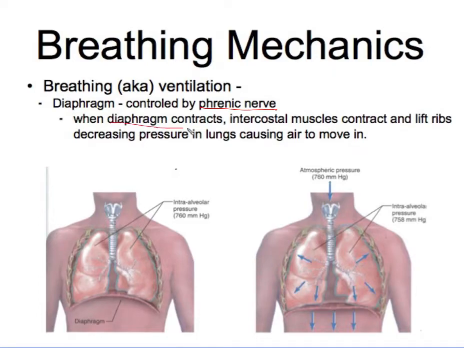When your diaphragm contracts, your intercostal muscles contract and lift your ribs up, and this decreases the pressure in your lungs. So your diaphragm contracts and moves down. This is showing you here. These arrows show you the diaphragm is going down, which increases the space between the superior portion of your ribs and your diaphragm. So it increases the volume. We also have muscles in your ribs that pull them up and out, which also increases the space. When this happens, volume goes up, pressure goes down.